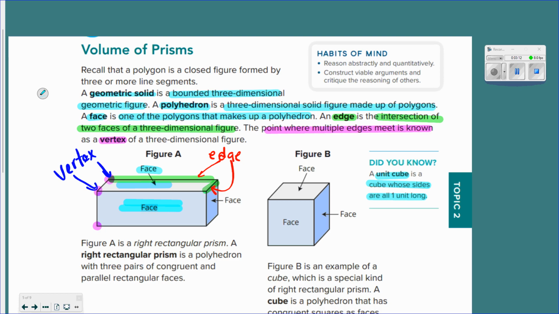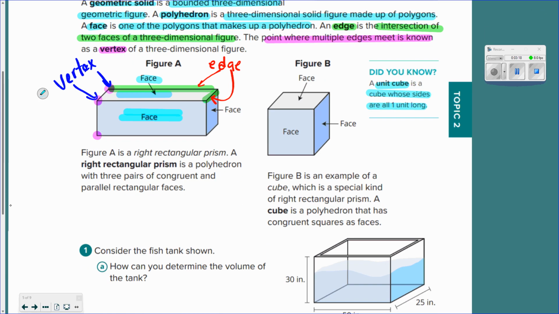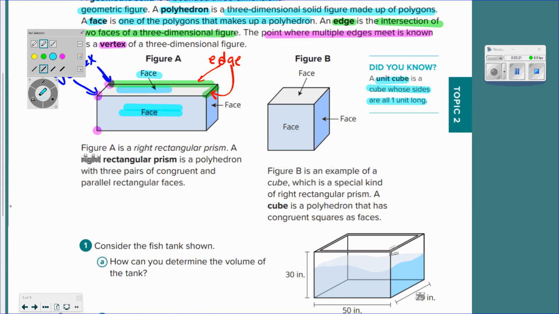That's right. Let's get right now we're looking at a lot of vocabulary. We need to wait a minute. Okay. We also have a couple special ones.